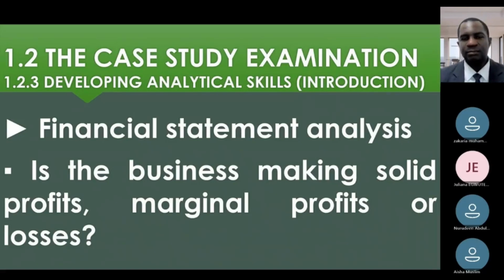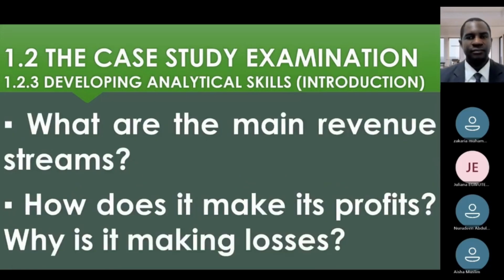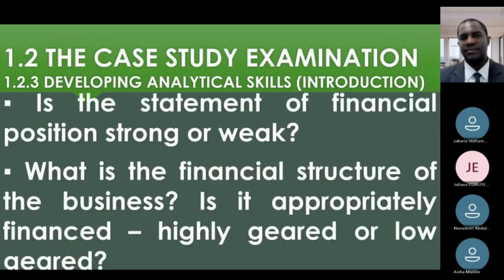Is the business making profit? Is it marginally making profits or is making losses? Marginal profits mean very, very low profits, close to losses or break even. To ask what are the main revenue streams as you're underlining in the financial statements. How does the business make profit? If it's making profit or losses, why? What is driving those profits? What are the key drivers of the profit? So these are things you should take note as you are reading the financial statements and you're noting down.